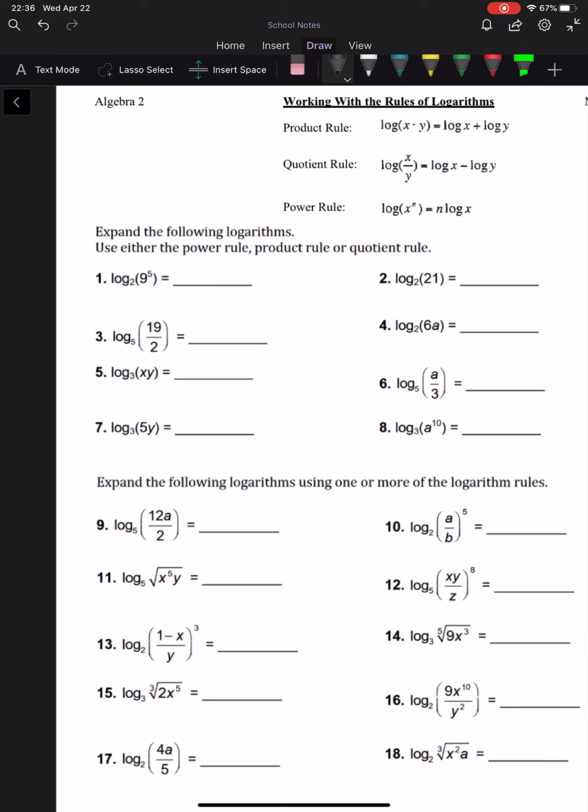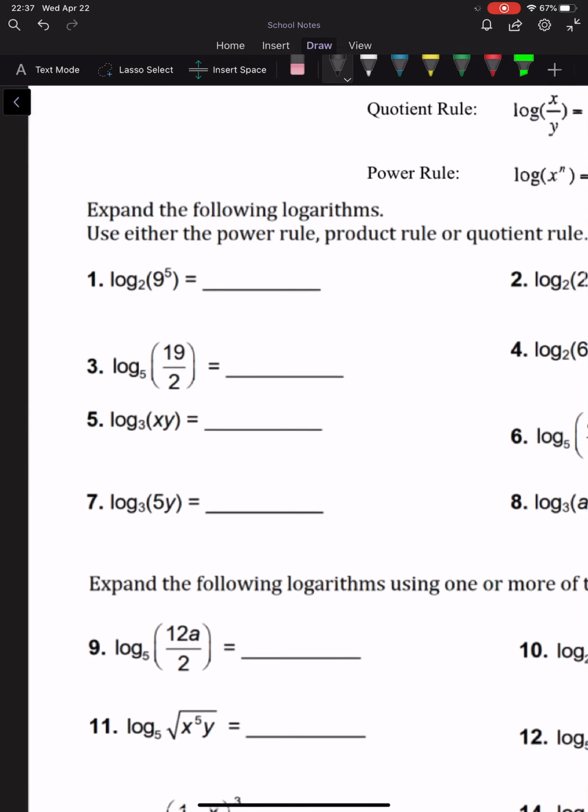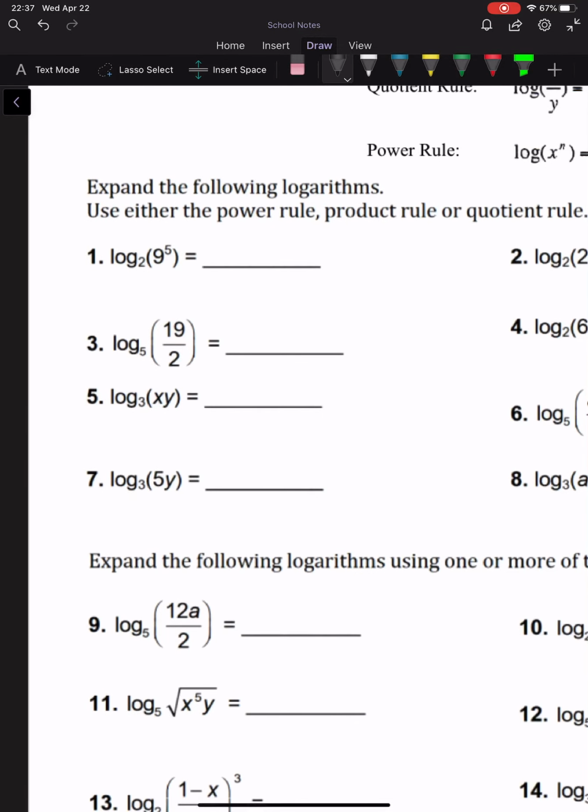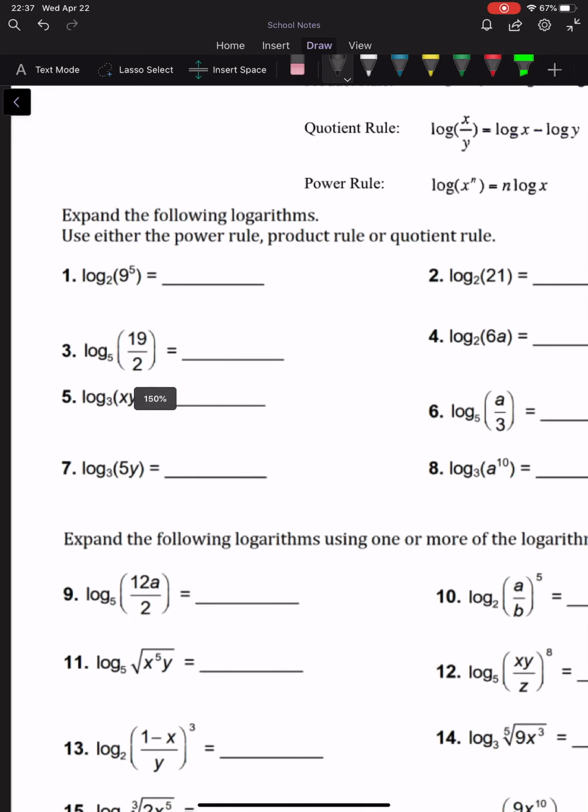So we're going to be working on assignment number 16, and you guys were assigned to do the odd questions for it. So let's get started with it. Question number 1, we want to expand the logarithms for 1 through 7, and we're going to be using just one rule for each of them.